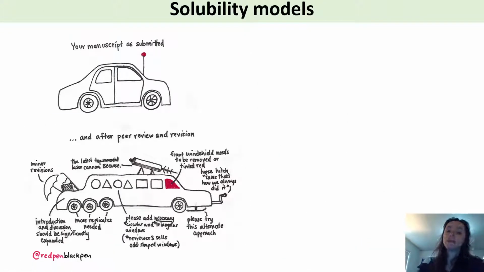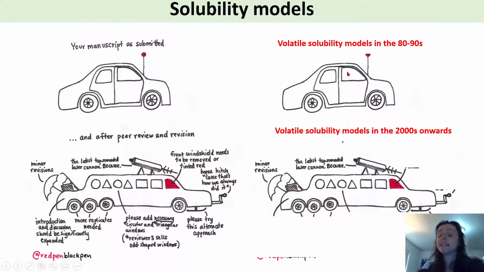So with time, you can think of the progression of solubility models a bit like this cartoon of what your paper looks like before and after peer review. In the 80s and 90s, solubility models were relatively simple. And then from the 2000s onwards, they've become progressively more complicated.